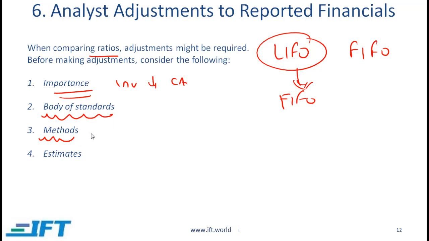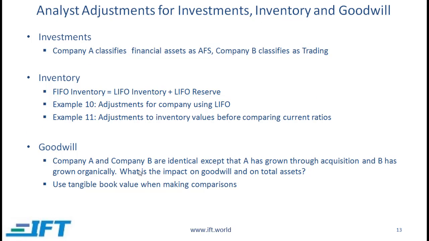Methods. When we compare companies, we should look at whether they are using the same accounting methods or different accounting methods. For example, you might have one company that is using straight line depreciation, another company might be using accelerated depreciation. Here, adjustments need to be made. And finally, estimates. Continuing with the depreciation example, two companies might be using very similar assets, but one company might be depreciating over 10 years and the other company might be depreciating over 8 years. So we need to recognize that the two companies are using different estimates, because of which there will be differences in expenses and income.